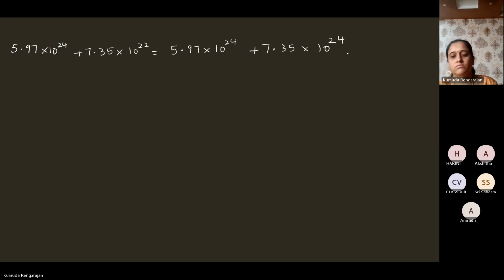Yeah, so we'll change 22 here. So 5.97 into 10 to the power 24 plus 7.35 into, we should write 22 using 24. How? 24 minus 2. Correct. So that's the first step. Instead of writing 22, you're writing 24 minus 2. What is 24 minus 2? 22.